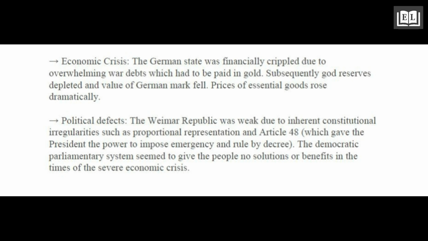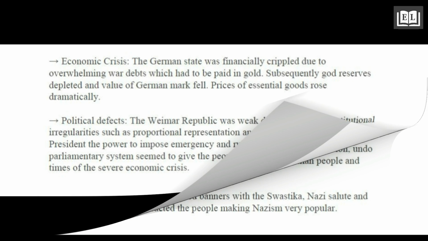Political defects. The Weimar Republic was weak due to inherent constitutional irregularities, such as proportional representation and Article 48, which gave the president the power to impose emergency and rule by decree. The democratic parliamentary system seemed to give the people no solution or benefits in the time of the severe economic crisis.